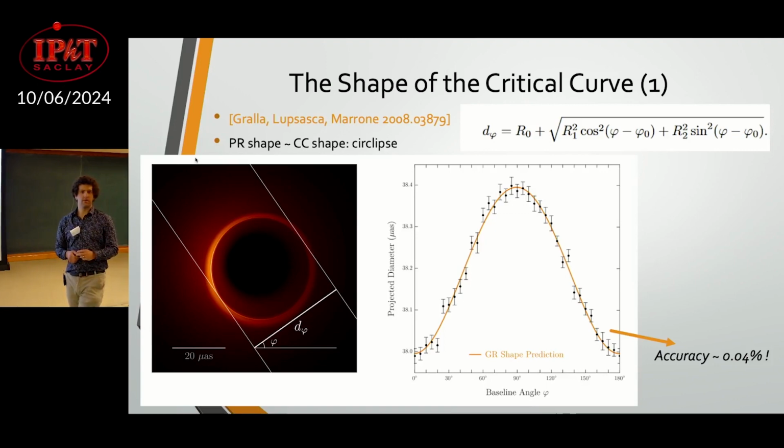Okay, wait. Can you wait for the... I'll try. Why do you expect a degeneracy with the spin? Because you have three parameters, no? The mass, the spin, and the angle of observation. Then I would expect that you have three parameters, R0, R1, R2.